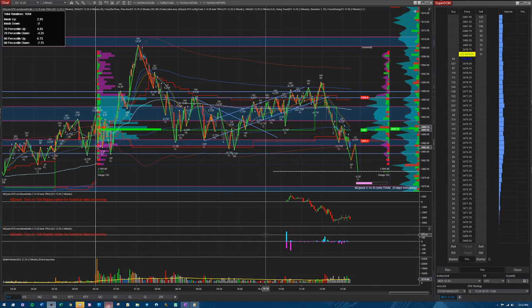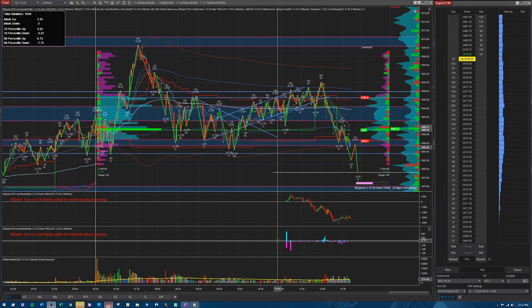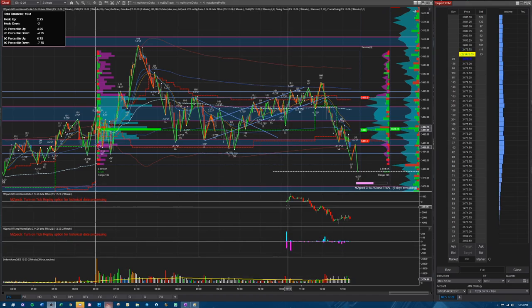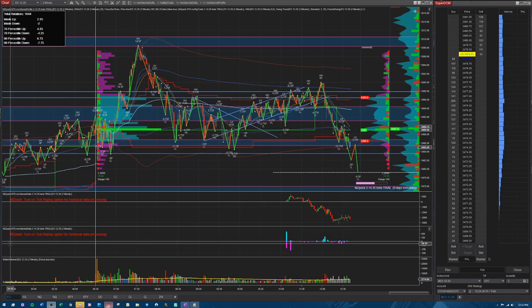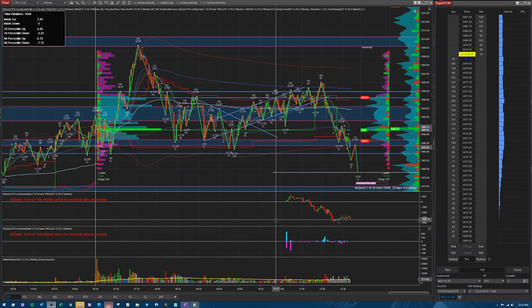And side note, sorry that I've got my icebergs and then I have my cumulative delta. Sorry they don't go back. I don't run tick replay because it eats up a lot of my processor. So that's why you're not able to see the rest of these charts.